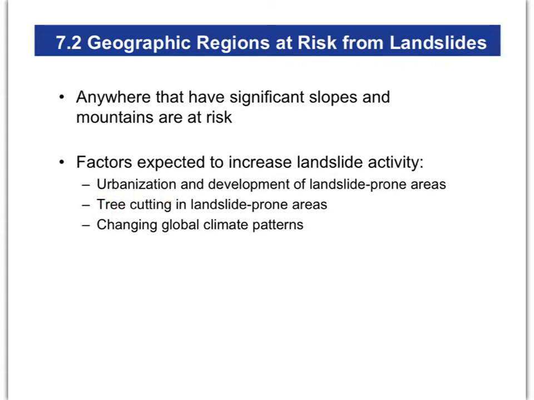All right, when we develop landslide-prone areas, it increases that, and we'll talk about why that is a little bit later. Tree cutting, you could think of that as a form of urbanization because we use trees for civilization processes, but also global climate patterns as well, which you could probably also say humans have some sort of hand in. So we're going to look at all those in detail a little bit later.